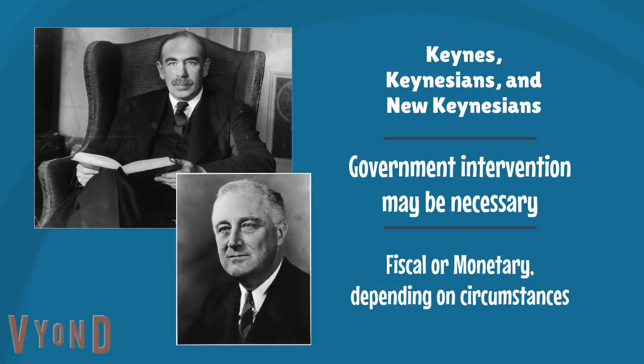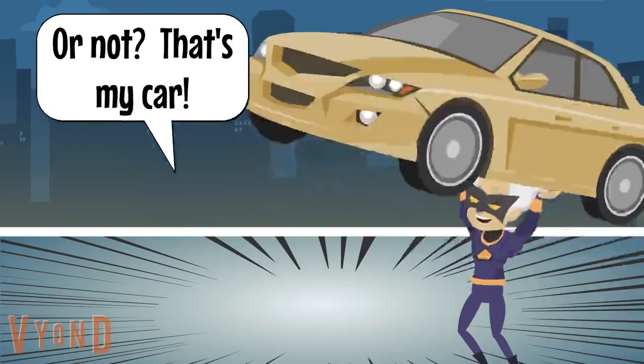Keynes, the Keynesians, the new Keynesians, they believe that at times government intervention is necessary and required to fix problems in the economy. They may disagree about how exactly. Keynesians, the old school Keynesians, are very fiscal policy oriented. The new Keynesians weave monetary policy and fiscal policy together, and it all depends on the circumstances.